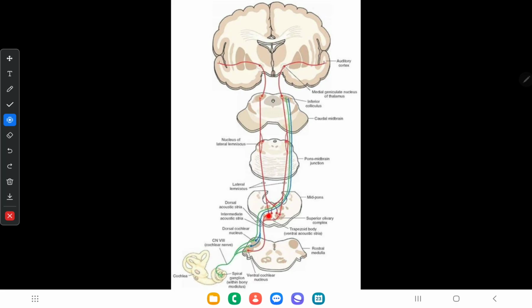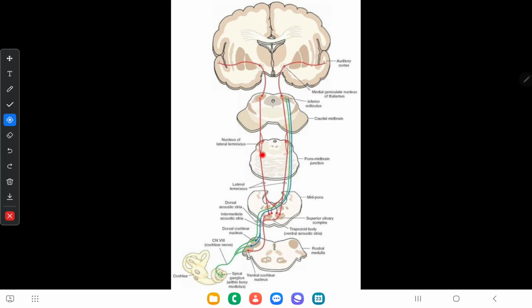Then a few other axons that do not relay in the superior olivary nuclei do so in the nuclei of the lateral lemniscus. Here is the lateral lemniscus. In this area you can see the lateral lemniscus, and here is the nucleus of lateral lemniscus. So some other fibers relay on the nucleus of lateral lemniscus.